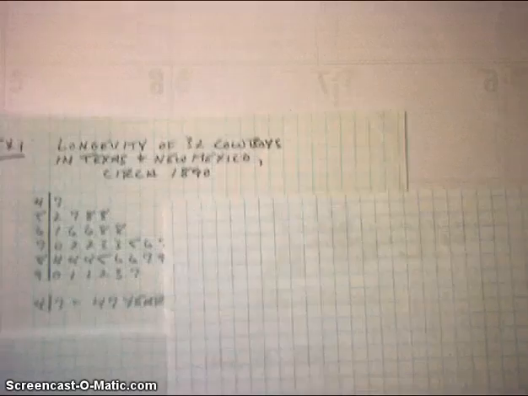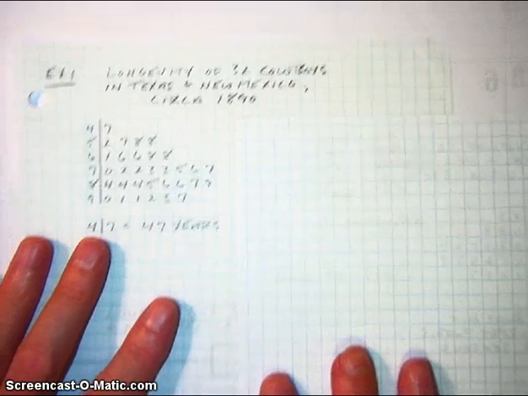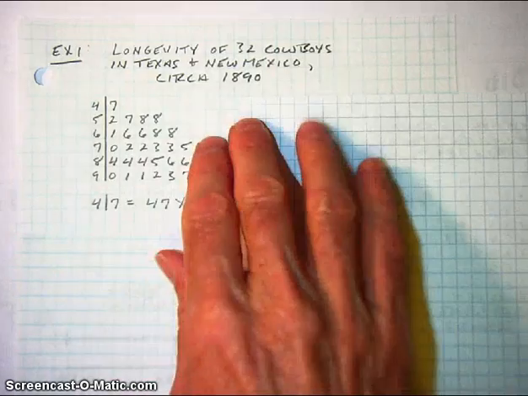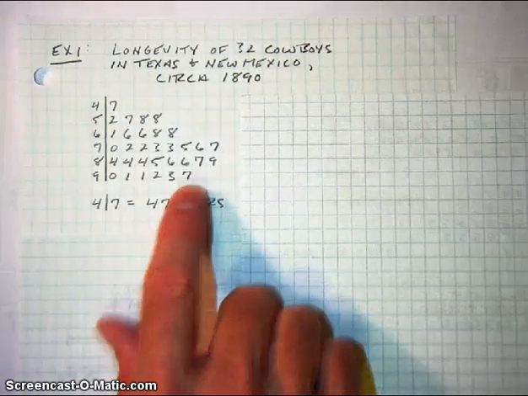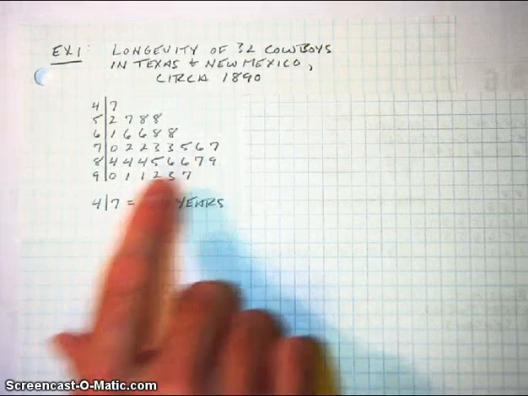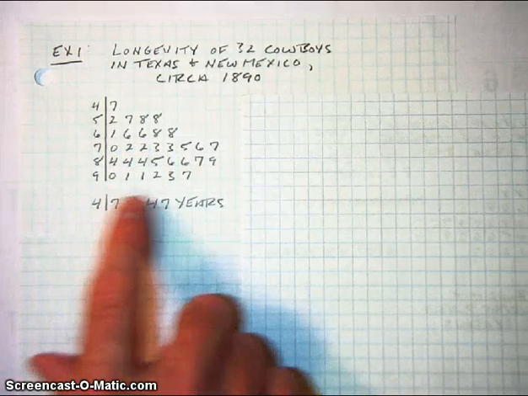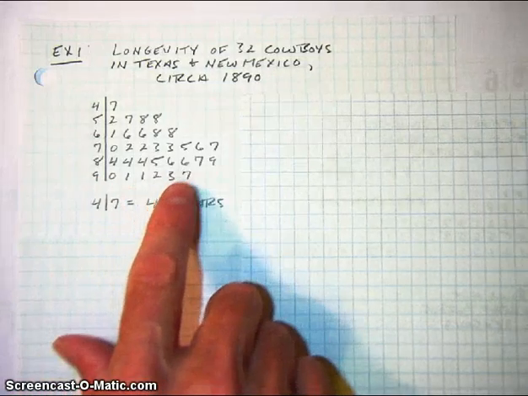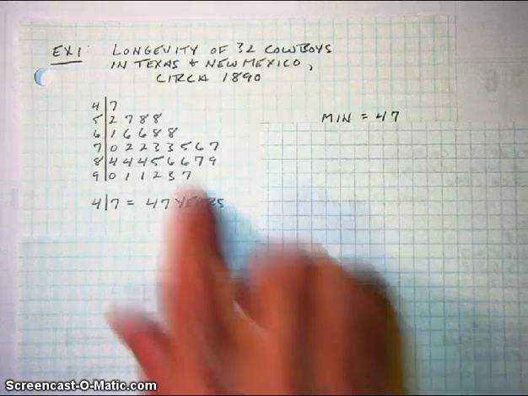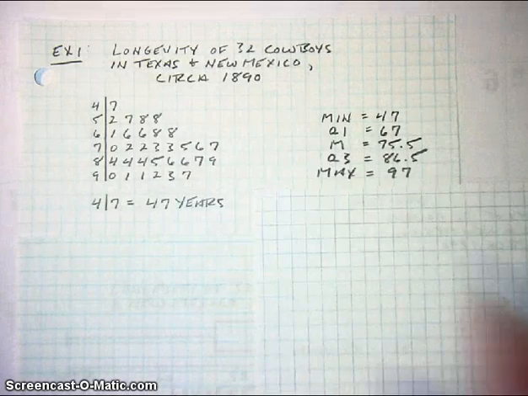We looked on a previous video at the longevity of cowboys in Texas and New Mexico around 1890. And if you look at these data, you can find the minimum value is 47, the maximum is 97. The median is between 75 and 76 at 75.5. First quartile is between 66 and 68, 67. And the third quartile is between 86 and 87, so that's 86.5. So here's your 5-number summary.